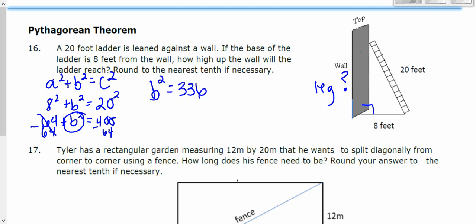Now this is b squared. I don't want to say it's 336 feet high. A 20-foot ladder could not reach 336 feet in the air. So I need to find the square root of 336. Now remember, this is not dividing, it's finding the square root. So find your square root key in your calculator, and you should get around 18.3. And I'm just going to round it to 1 decimal out. So 18.3 feet.